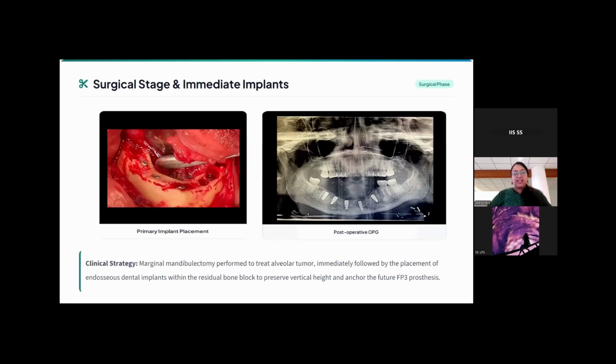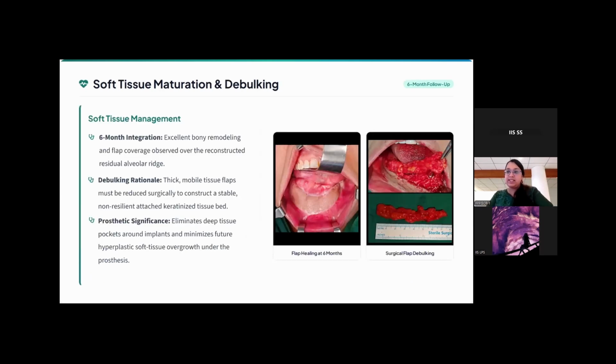So in the first stage surgery, the bony resections were done, the tumors were removed, and then it was followed by the formation of a proper bone block that will preserve the vertical height for the prosthesis later. Secondly, in the same surgery, we placed the endosseous dental implants, which will be used for the rehabilitation later. So after 6 months of healing, this was a 6-month follow-up.